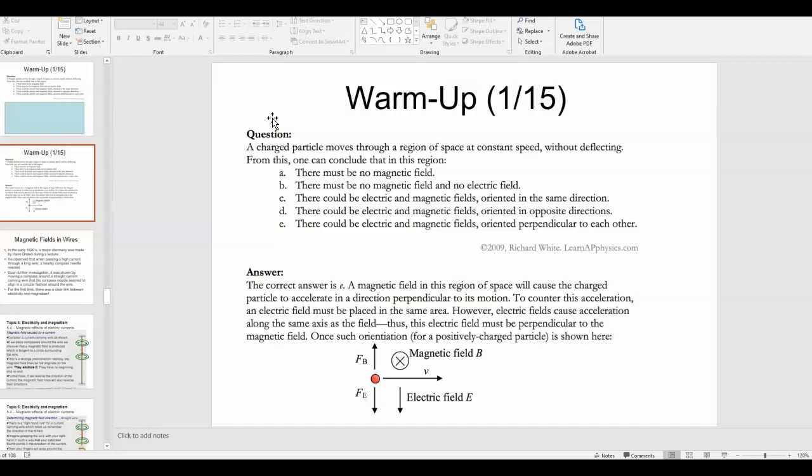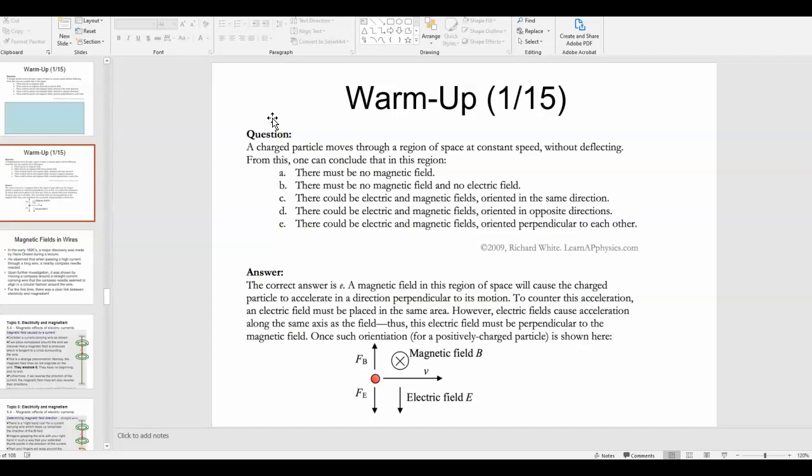Now, D, you might think would be the correct answer, because it says the fields are oriented in opposite directions, but just because the fields are in opposite directions does not mean that the forces are. Remember, the direction of the magnetic force is given by the right-hand rule, and it's in a completely different direction than the magnetic field. It's perpendicular to the field, as a matter of fact. And so just because the fields are pointing in opposite directions does not mean that the forces are. So the answer is actually E.